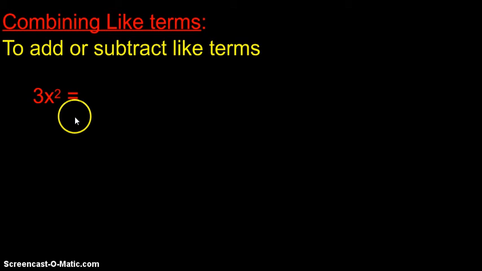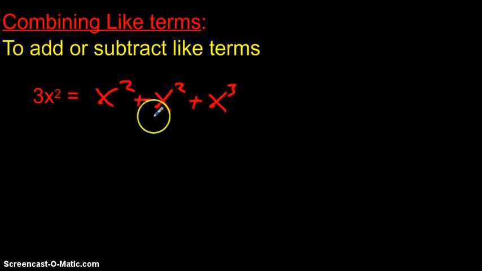So combining like terms is something you can do. It's something you cannot do with unlike terms, and the reason you can do it has to do with what the definition of multiplication is. 3x squared is really the same thing as saying x squared plus x squared plus x squared. That's what 3x squared means. You have x squared 3 times, you add them, they equal 3x squared.